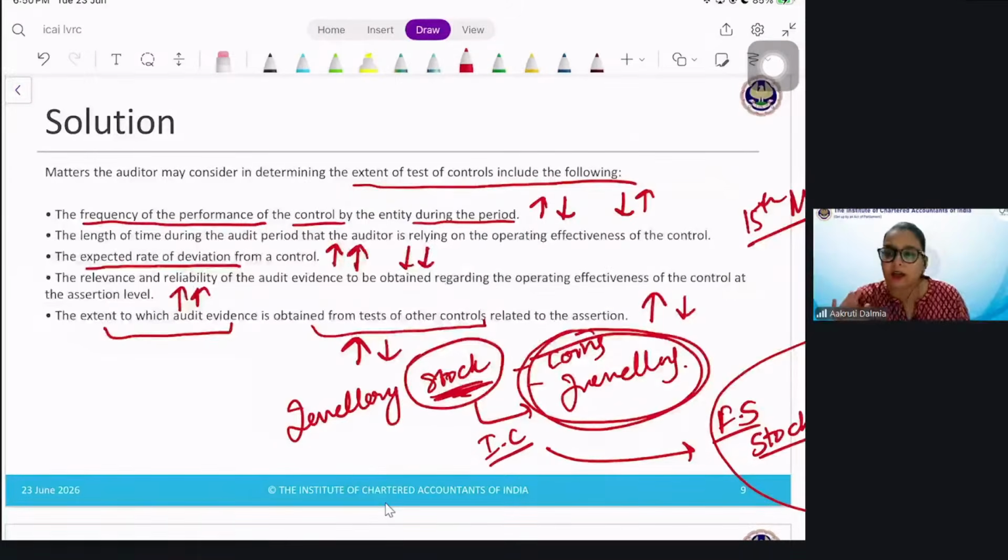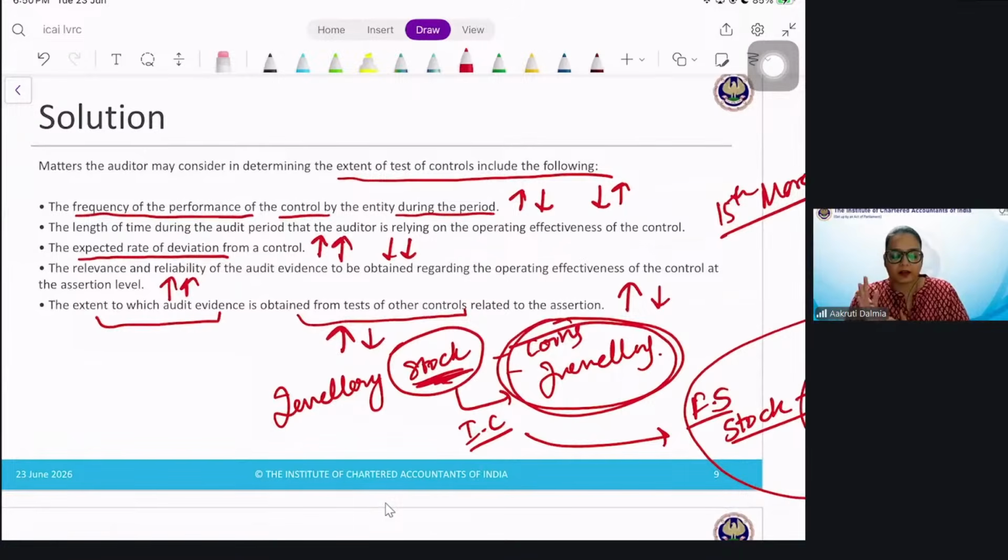So it will take some time, but please do it properly. What is the question? Matters that the auditor may consider in determining the extent of test of controls. If the frequency of performance is very high, then less. If it's very high, then less, and if very low, then more. Length of time during the audit that auditor is relying: how long that control has been running that you are relying on. Expected rate of deviation: more expected rate, then more controls you have to check. Less expected rate of deviation, check less.